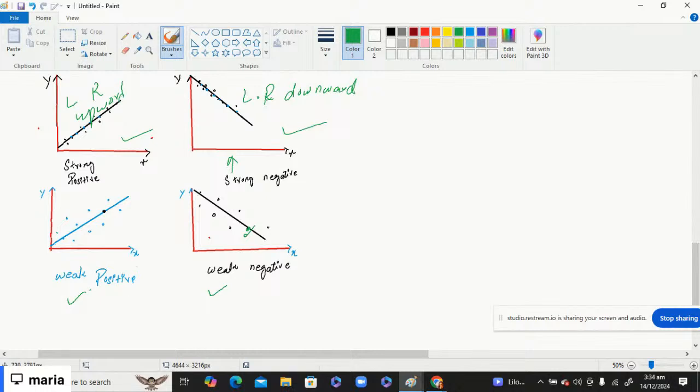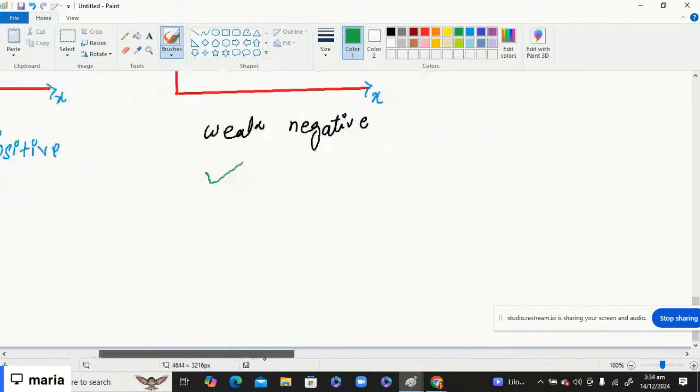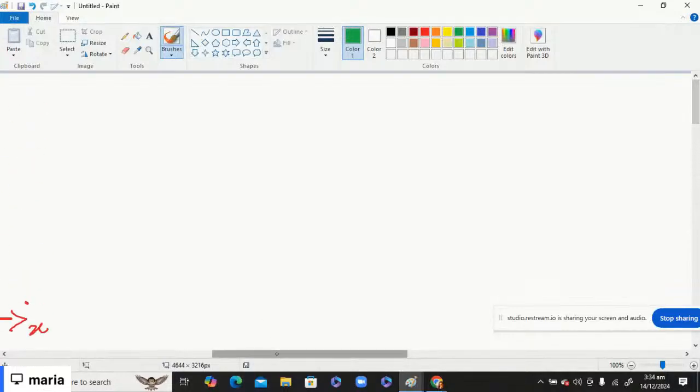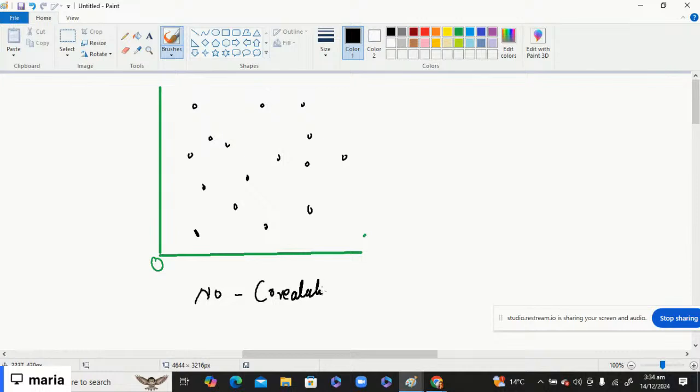Now, what is the meaning of no correlation? Let's check this one, okay? Let me just tell you that. So, if you have a graph like this way, and here are the points on the graph, it means that there is no correlation. Understand? This is no correlation. That is basically the scatter plot.